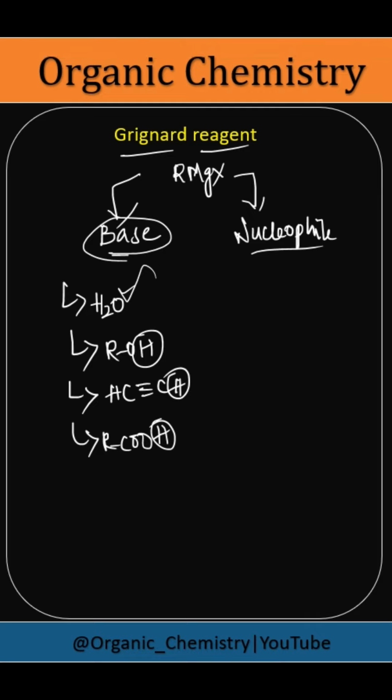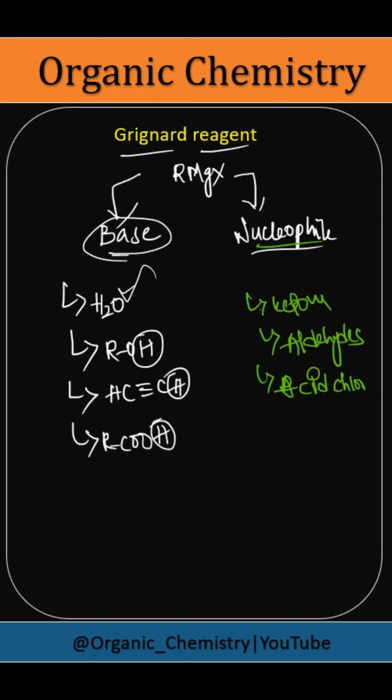And it acts like a nucleophile when it encounters an electrophilic carbon. Let's say, for example, carbonyl compounds like ketones or aldehydes, acid chlorides also. And at the same time, what else? CO2, carbon dioxide. Here also, it will attack this carbon. So whenever it encounters an electrophilic carbon, it acts like a nucleophile and it will attack that particular carbon.